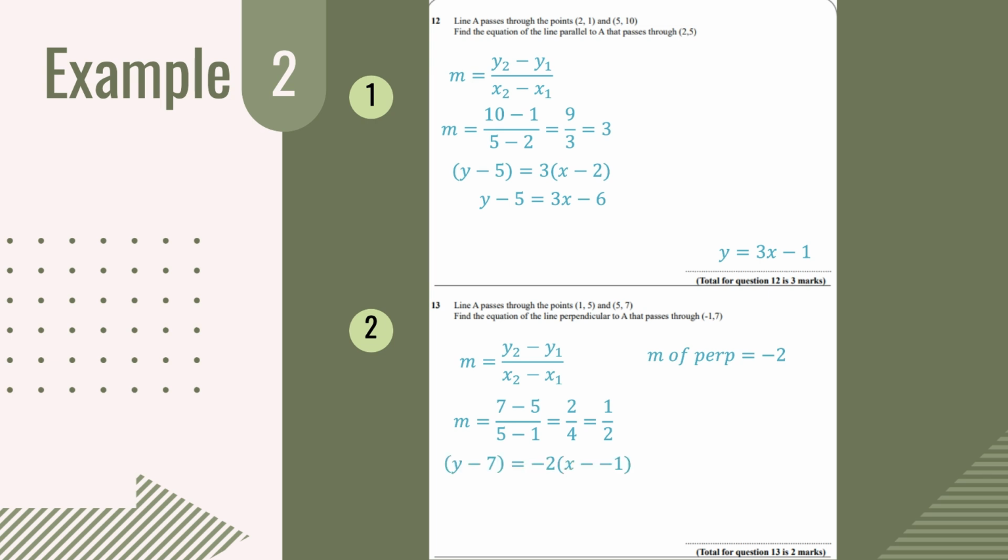Sub that into our equation, so we have y minus 7 equals minus 2 bracket x minus minus 1. So we get y minus 7 equals minus 2x minus 2, because we've done minus 2 times positive 1 to get minus 2. So our final answer would be y equals minus 2x plus 5.